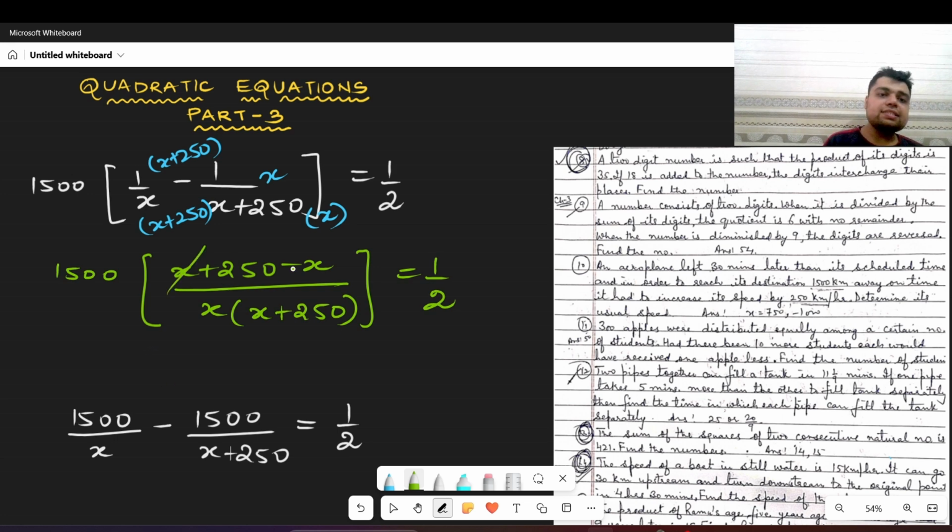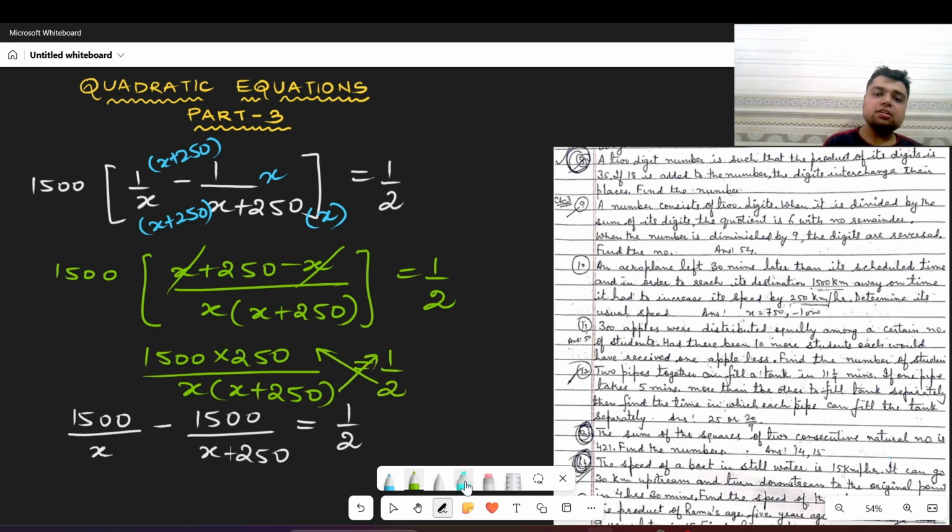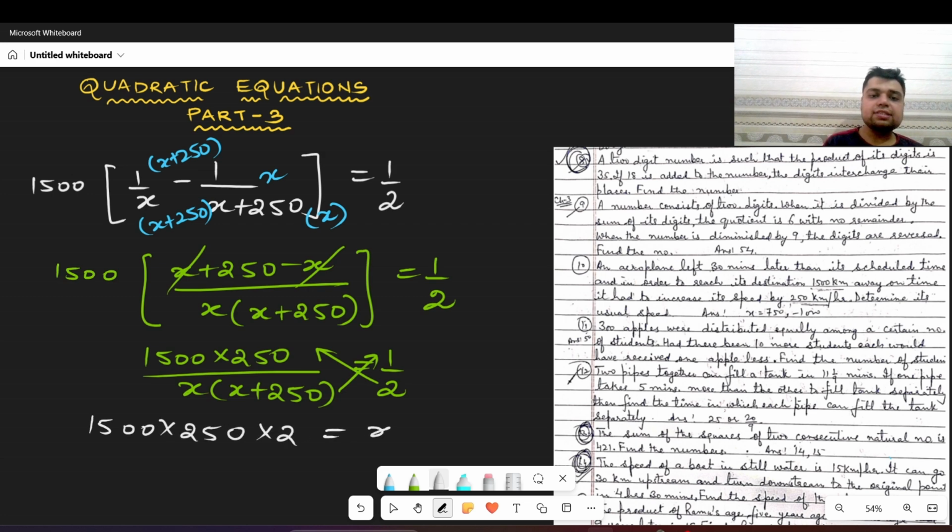Right, so x gets cancelled out. I will get 1500 times 250 upon x times x plus 250 is equal to 1 by 2. We will do cross multiplication here. What will I get? I will get 1500 times 250 times 2 is equal to x times x plus 250. Correct? Now let's erase this.